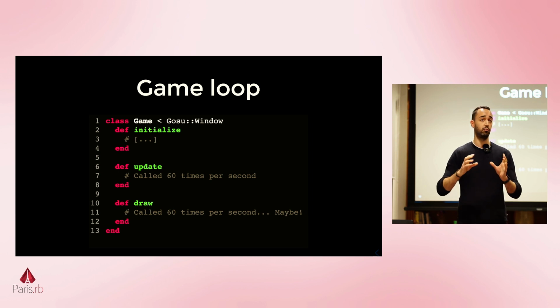And it's really important to separate your code. In update, you will have all the game logic, moving your player, computing the score and everything. And in draw, you will only display the different elements.